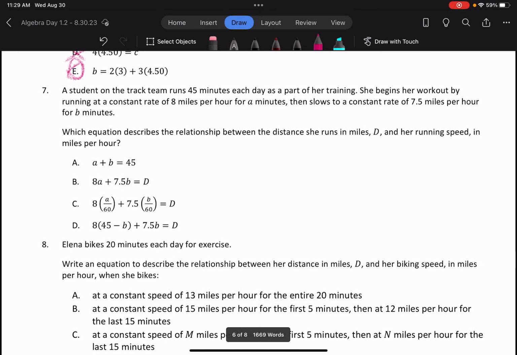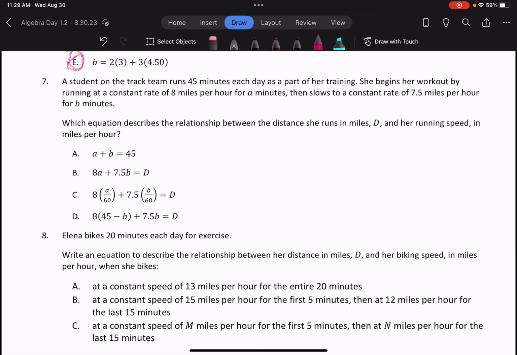All right, number 7. A student on the track team runs 45 minutes each day as part of her training. She begins her workout by running at a constant rate of 8 miles per hour for A minutes, then slows down to a constant rate of 7.5 miles per hour for B minutes. Which equation describes the relationships between the distance she runs in miles D and her running speed in miles per hour?